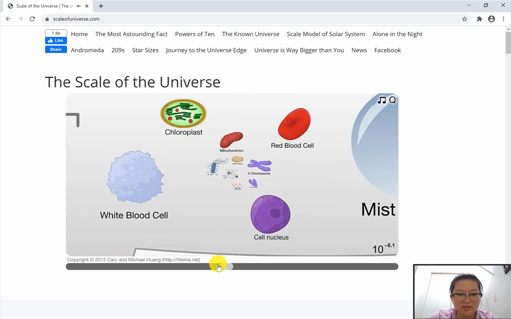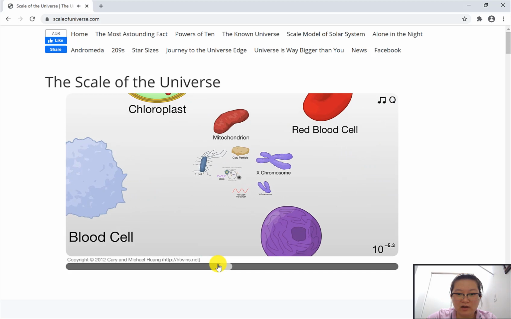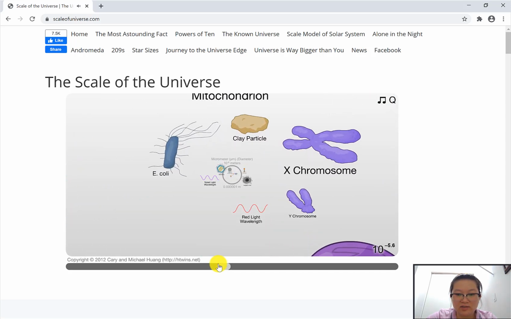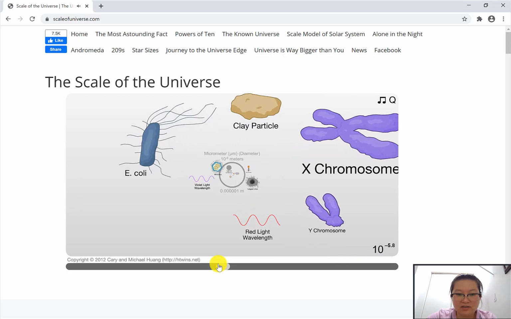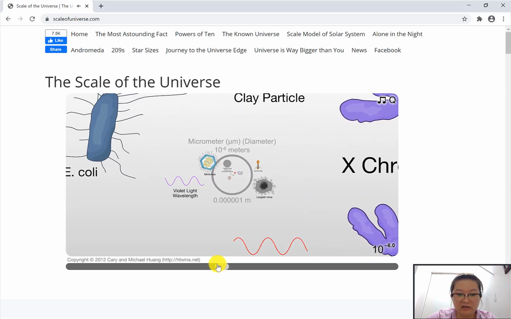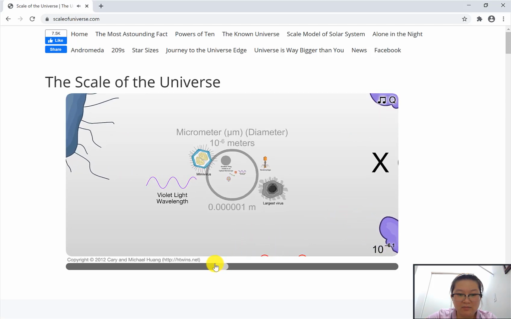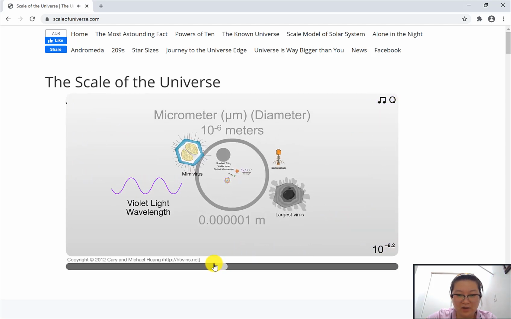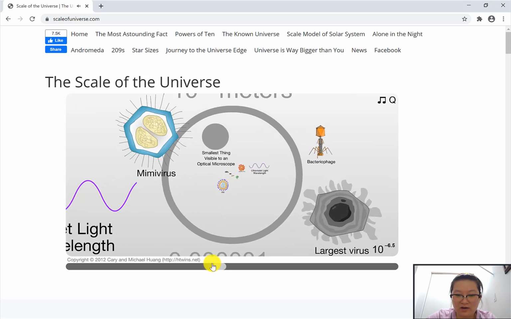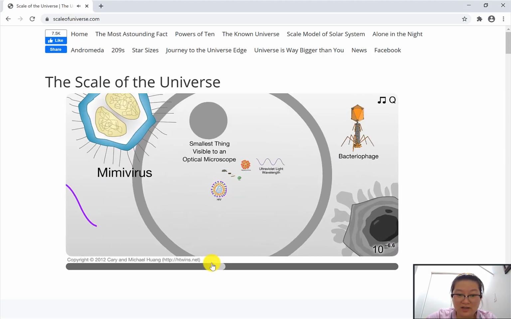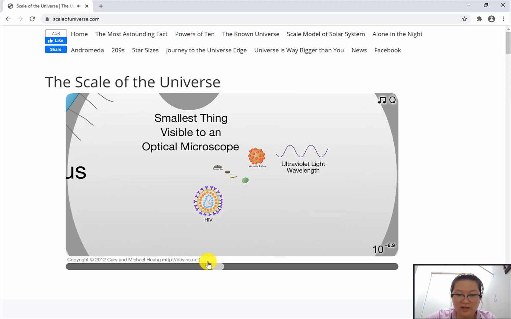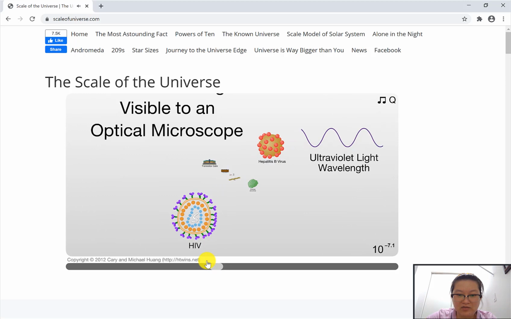You might notice some of these: white blood cell, chloroplast, mitochondria. You learned this last year in science. So what scale is this? This is getting to the micrometer, but we're seeing this up big. Ultraviolet light, mimivirus. I wonder if they put coronavirus on this thing. Bacteria, that's the largest virus. Yeah, viruses tend to be much smaller than this. HIV virus, some of you might have learned that last year. Hepatitis B virus.